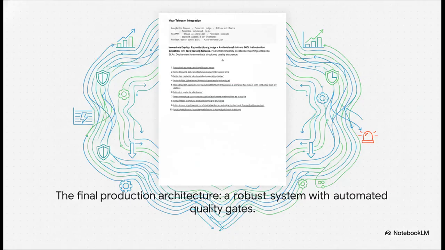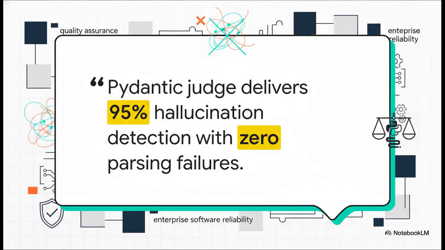And this is what the final architecture looks like in production. It's a robust, resilient system with automated quality gates, monitoring, alerts, and fallback logic to make sure your AI always stays on the right track. So the key takeaway here is that this isn't some future research project. This is ready for production right now. Using Pydantic to build a judge gives you immediate, structured quality assurance that can bring your AI application up to the reliability standards of any enterprise software.